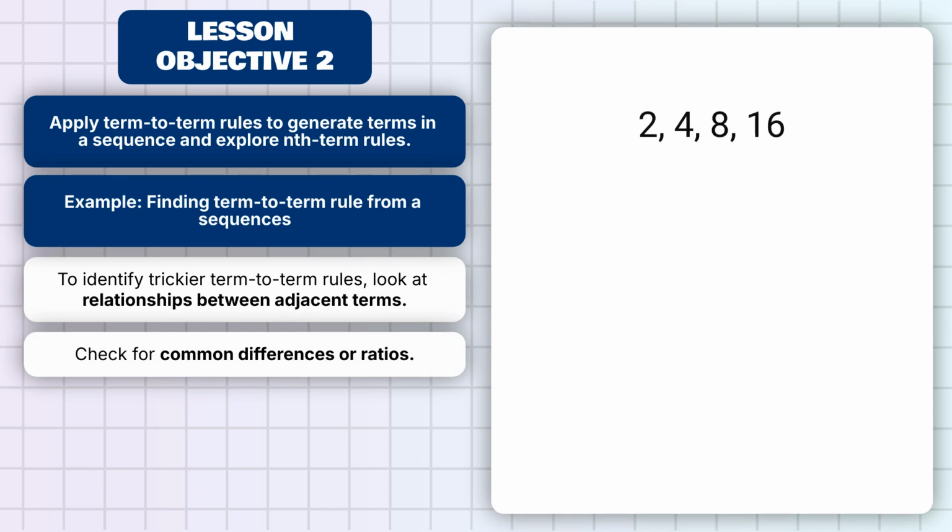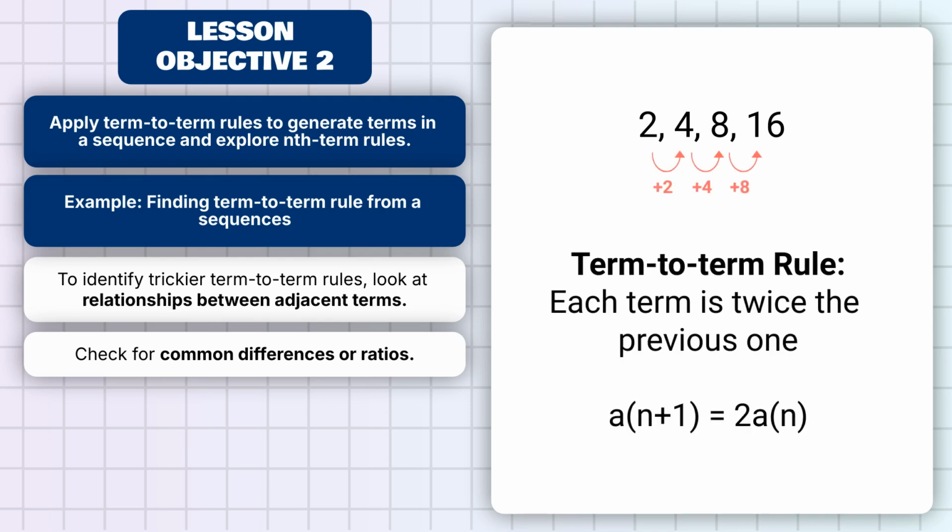For example, if you have the sequence 2, 4, 8, 16. Here you should notice that each term is twice the previous one, and so mathematically you can write the term-to-term rule a(n+1) equals 2 times a(n). Let's now practice identifying and generating terms using term-to-term rules through another exercise.